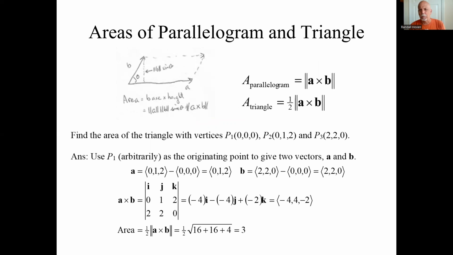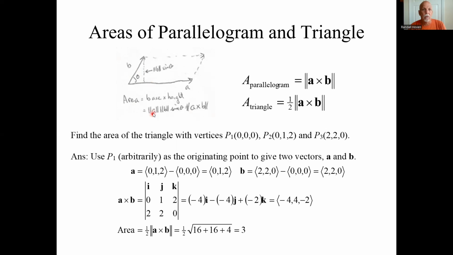And by the way, you can use cross product to find the areas of parallelograms and triangles. Here's sort of a geometric derivation of it. If I describe 2 adjacent sides using vectors, say A here and B there, they're adjacent sides of a parallelogram. Well, the formula for the area of a parallelogram is the base times the height. Base here would be the magnitude of A. The height would be the magnitude of B times the sine of the angle between.